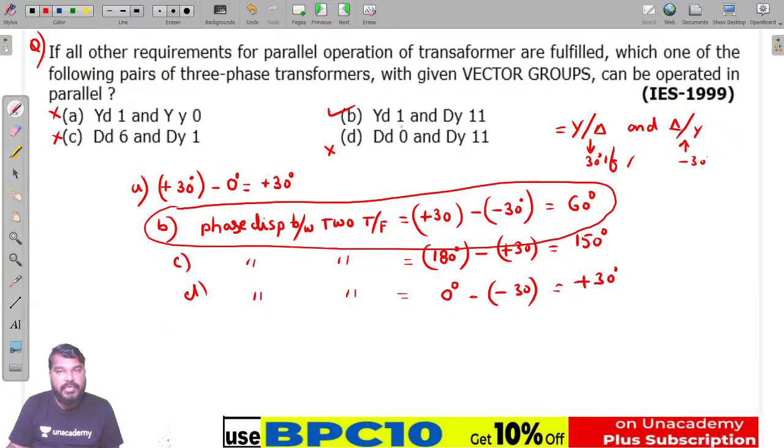This one, YD, star delta, is plus 30 degrees, and DY will become minus 30 degrees.